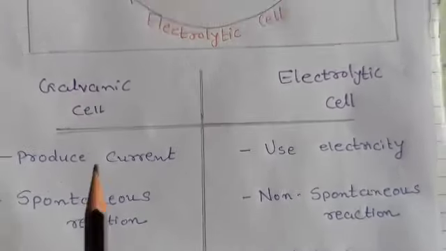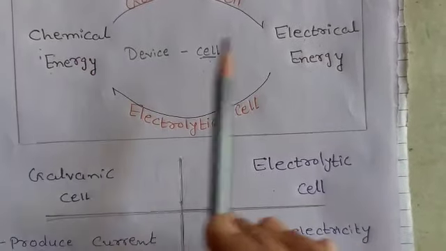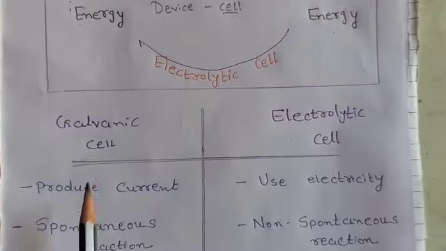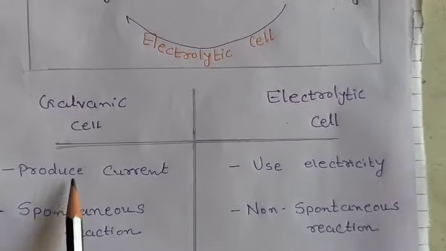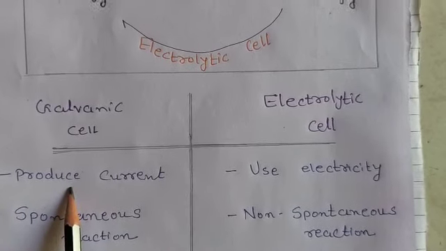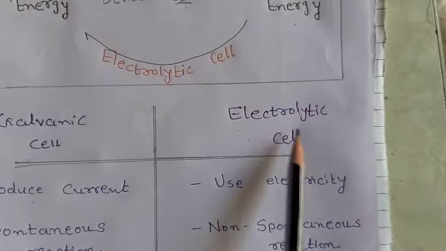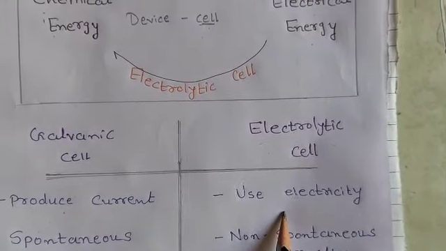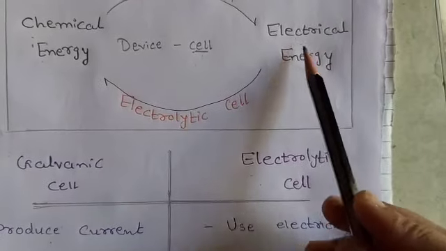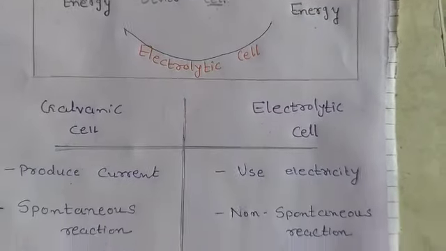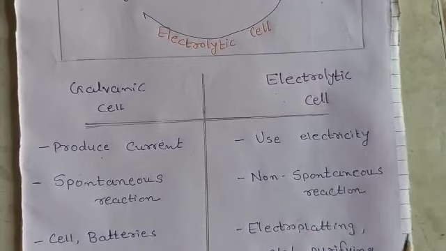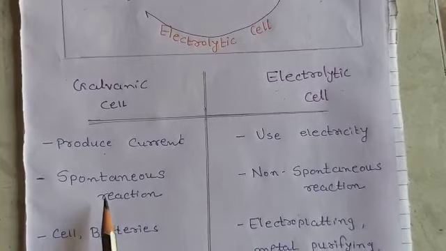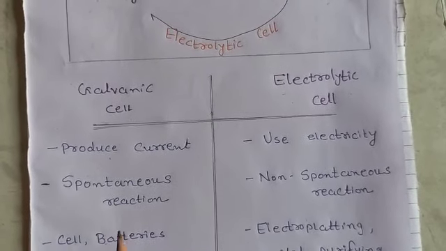Then, as we say, in a galvanic cell the chemical energy is converted into electrical energy. So we can say that in a galvanic cell current is produced. While in an electrolytic cell we have to use electricity, because we are converting electrical energy into chemical energy. Second, in a galvanic cell the spontaneous reaction occurs.